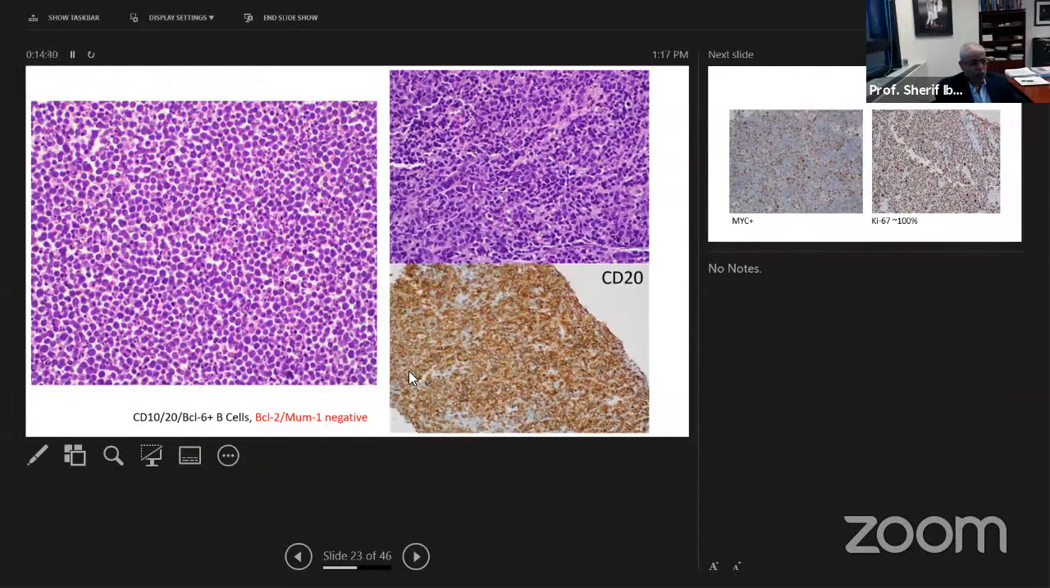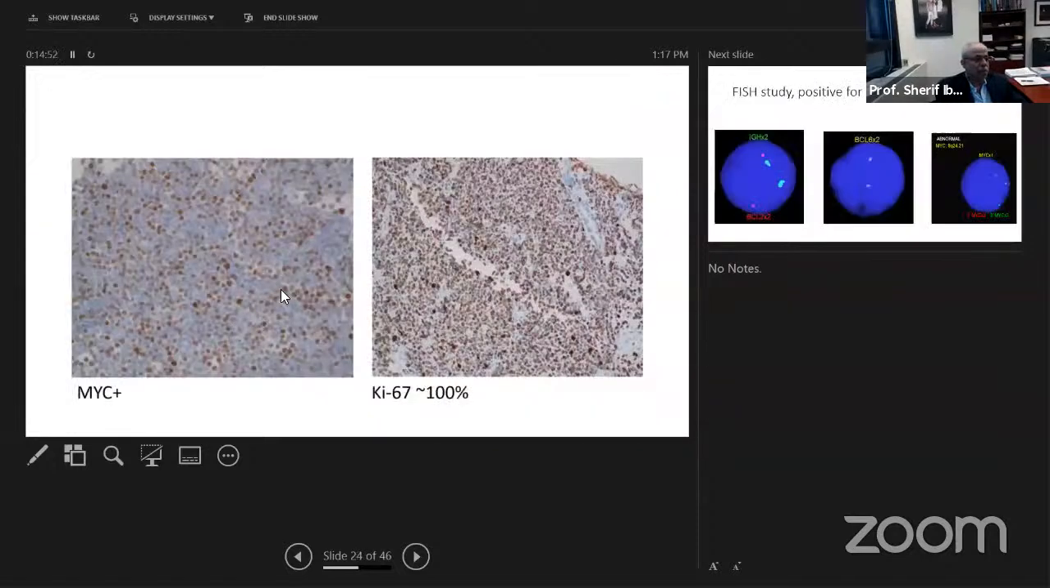All the cells are CD20 positive, but they're also positive for CD10 and BCL6. That confirms germinal center. We also did MUM1 and BCL2, and both are negative. We added MYC expression by immunohistochemistry, which is positive in that case. We looked at Ki67, which is 100% in that case.